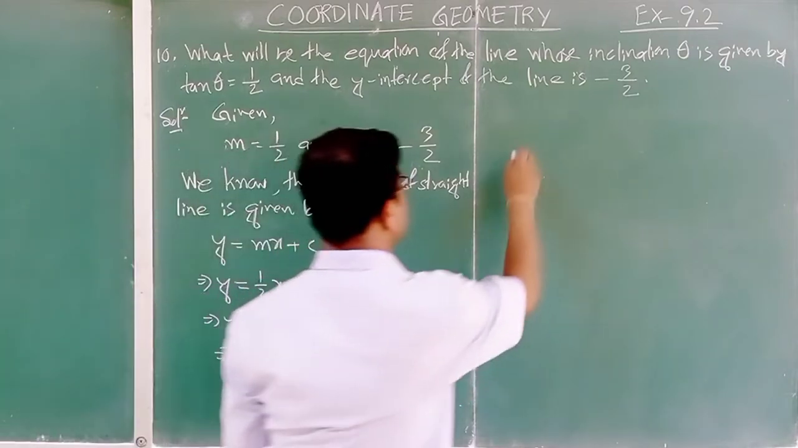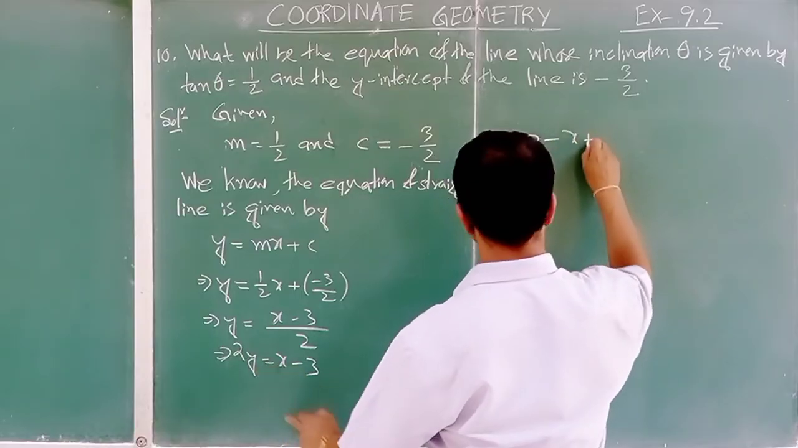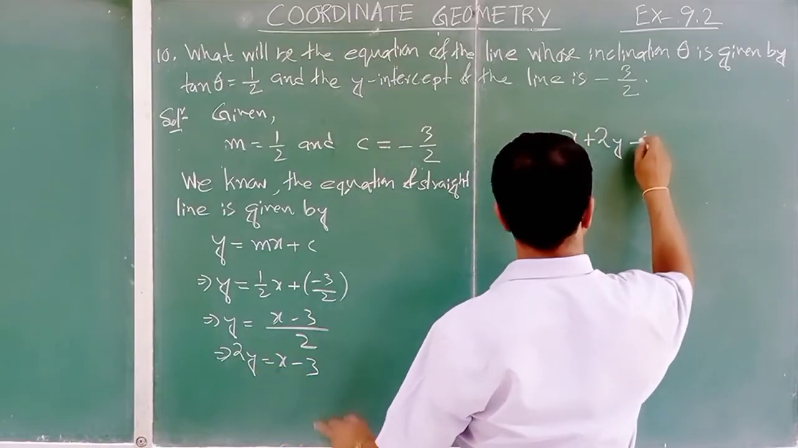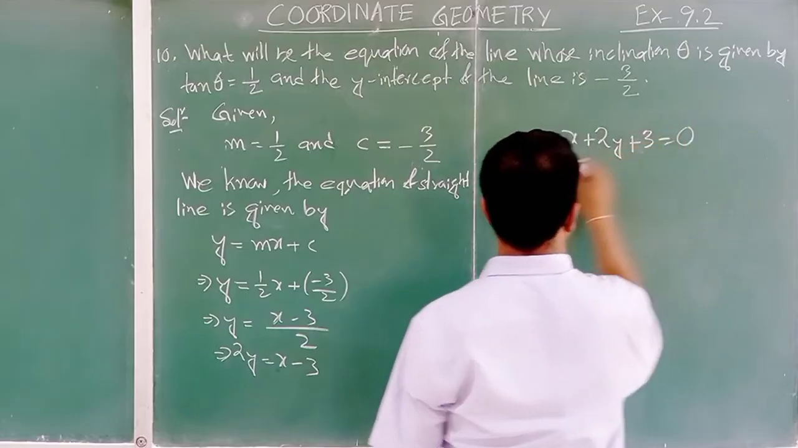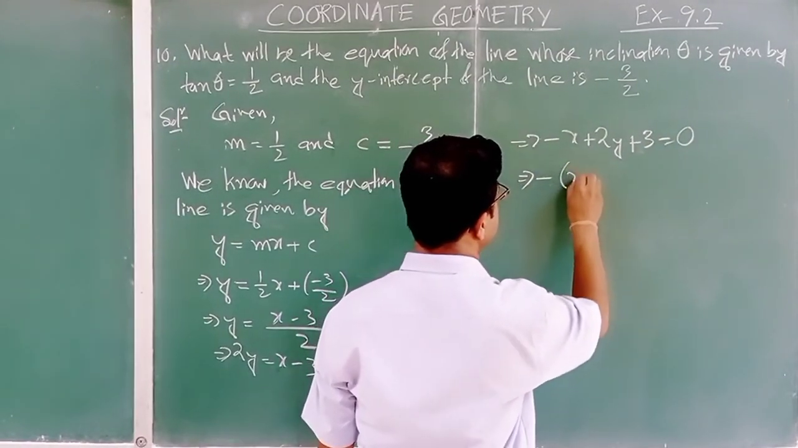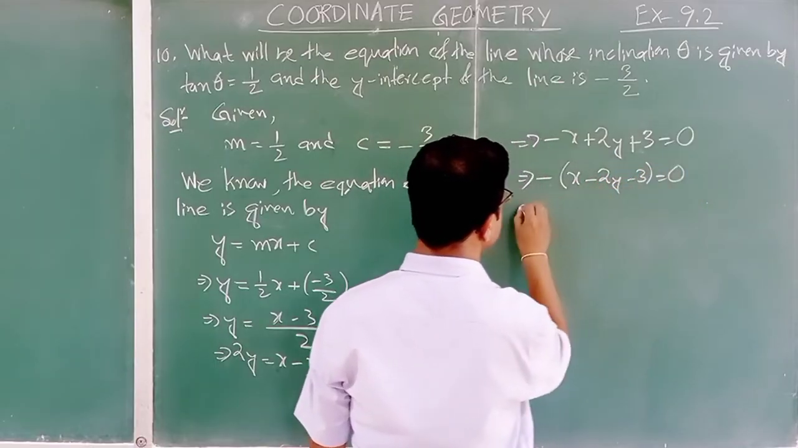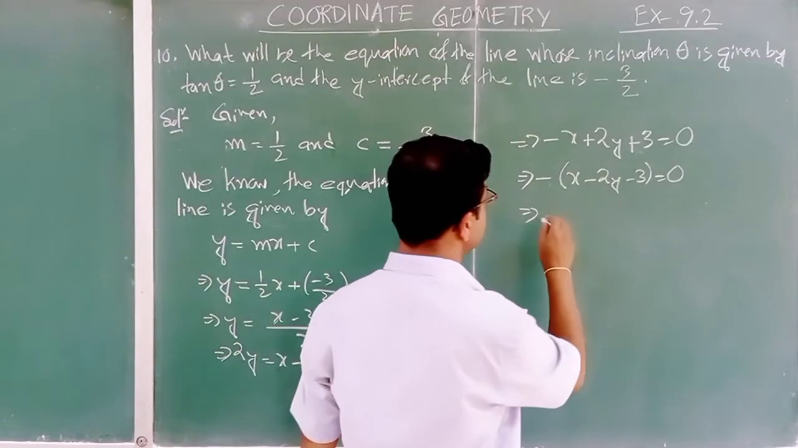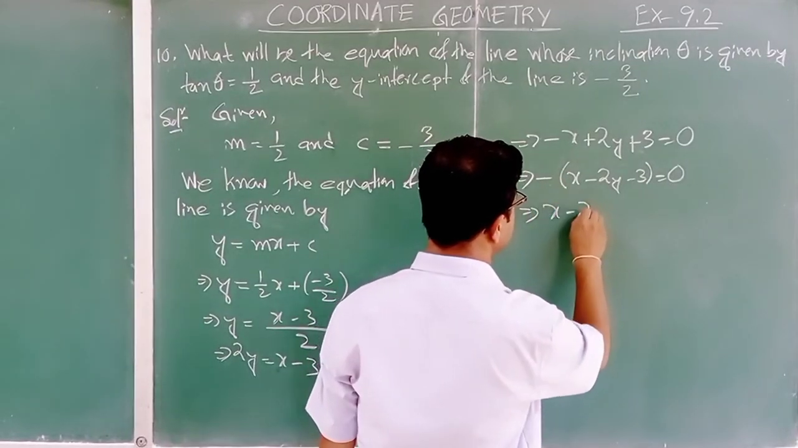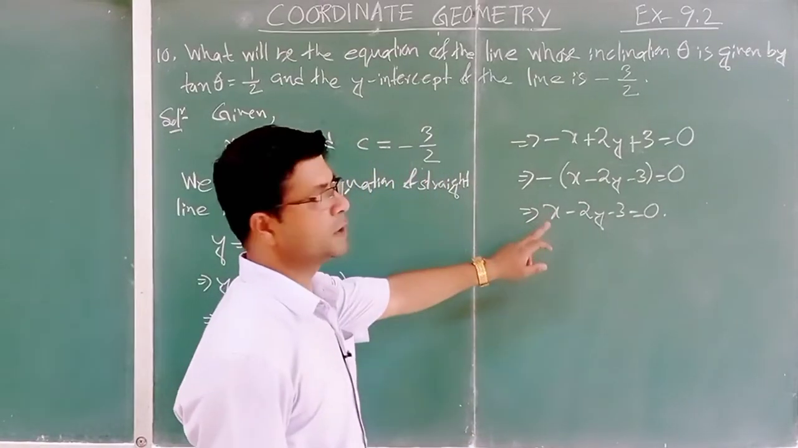Got it? So this is x. Let us take everything to the other side: minus x plus 2y plus 3 is equal to 0. Let us take minus common: minus (x minus 2y minus 3) is equal to 0. Let us multiply both sides by minus 1 to remove the minus. So x minus twice y minus 3 is equal to 0. This is the required equation of the straight line.